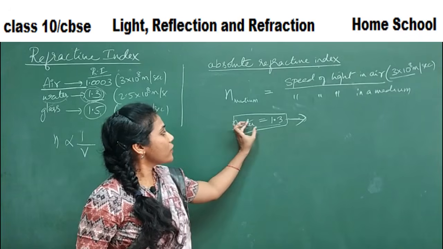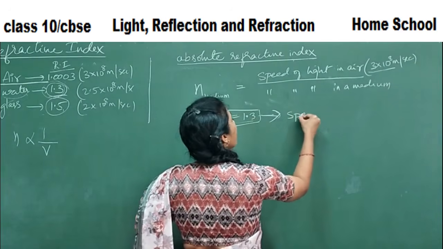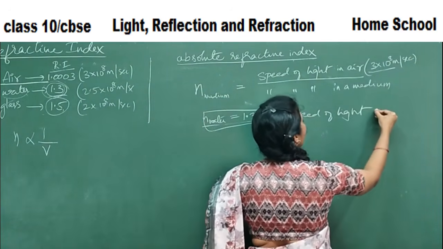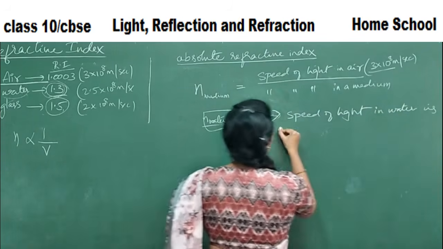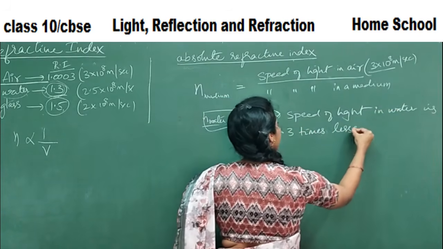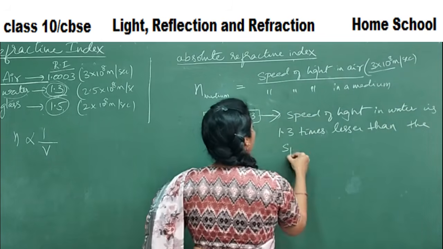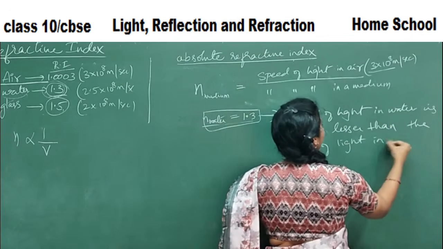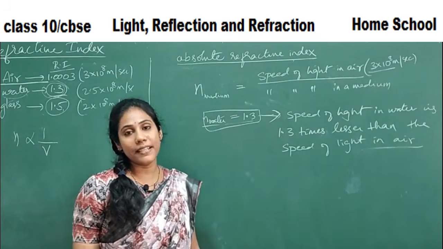So what is the meaning of this particular sentence? Refractive index of water is equal to 1.3 means what? This is very important, can be asked for exam. Speed of light in water is 1.3 times lesser than the speed of light in air. So this is the meaning of this particular sentence.